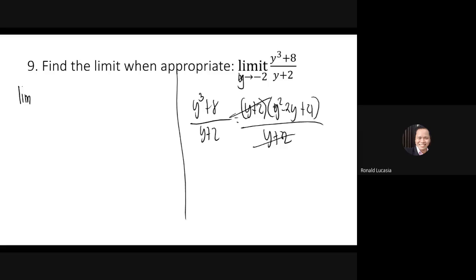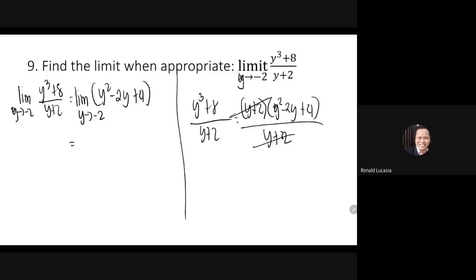So the limit of y cubed plus 8 over y plus 2 as y approaches to negative 2 is equal to the limit of y squared minus 2y plus 4 as y approaches to negative 2. When you substitute that, that will be negative 2 squared minus 2 times negative 2 plus 4, which is 4 plus 4 plus 4, which is equal to 12.